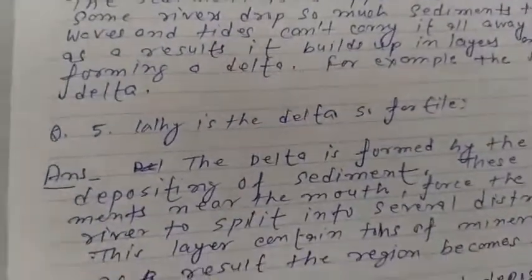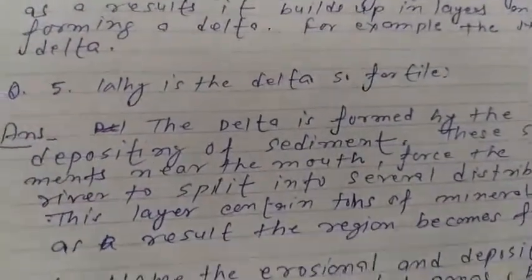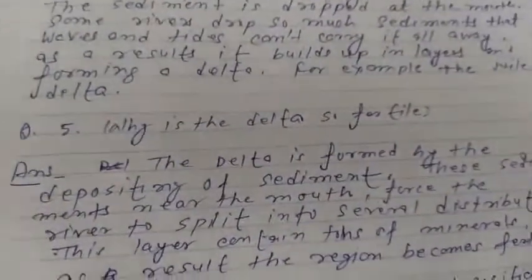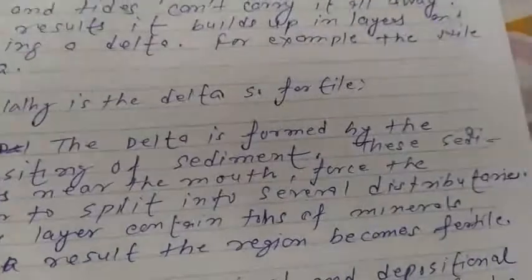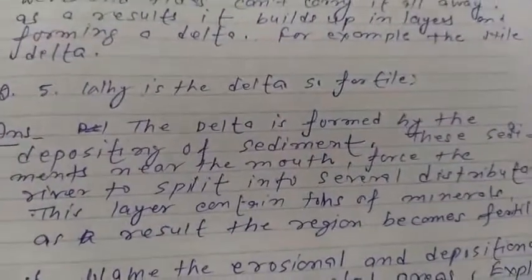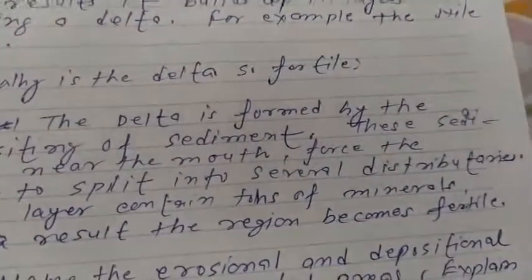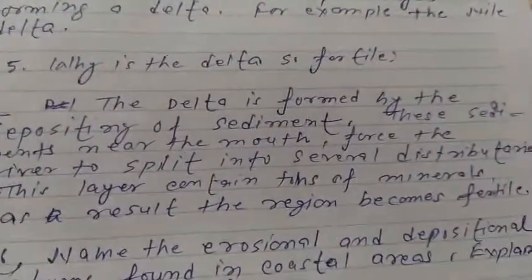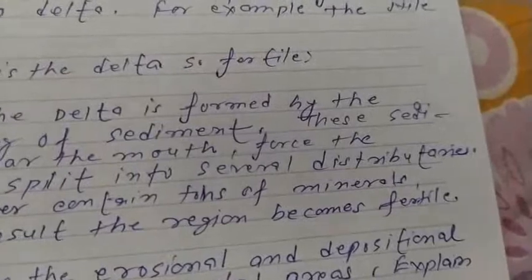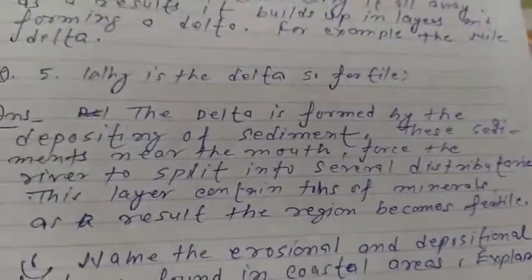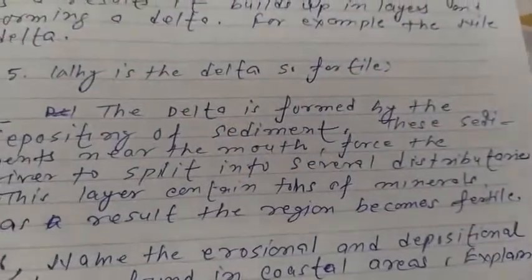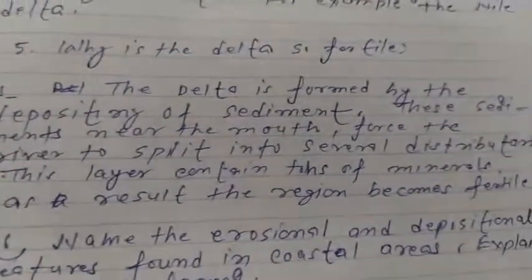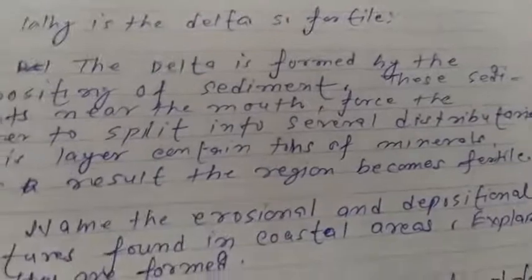Now question 5. Why is the delta so fertile? The delta is formed by the depositing of sediments. These sediments near the mouth force the river to split into several distributaries. These layers contain tons of minerals. As a result, the region becomes fertile.